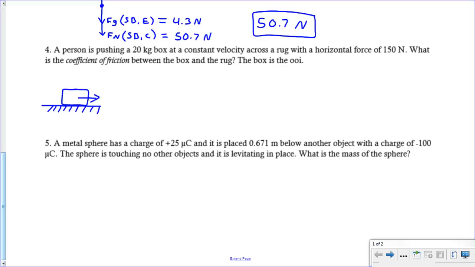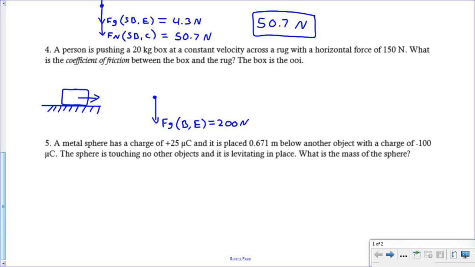There's going to be some friction here, because with a box across a rug, you should think that there's some resistance to the motion. And so when we draw our FBD, there's the gravitational force, Fg. This is on the box by the Earth. And it's a 20 kilogram box, so we know it's 200 newtons.